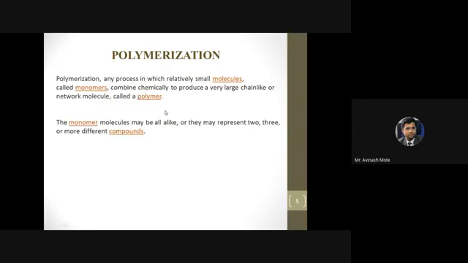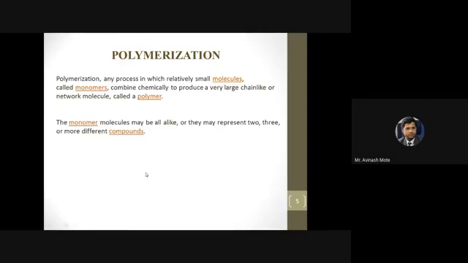Now, the monomer molecules may be all alike, or they may represent two or three or more different compounds. It depends on the structure. There can be a chain of similar kinds of monomers, CH2, CH2, CH2, CH2, or CH2, Cl, CO2, CH2, Cl. That means the chain can be of similar kinds of monomers, or of two or more different kinds of monomers. The only basic condition is that there should be two or more binding sites.